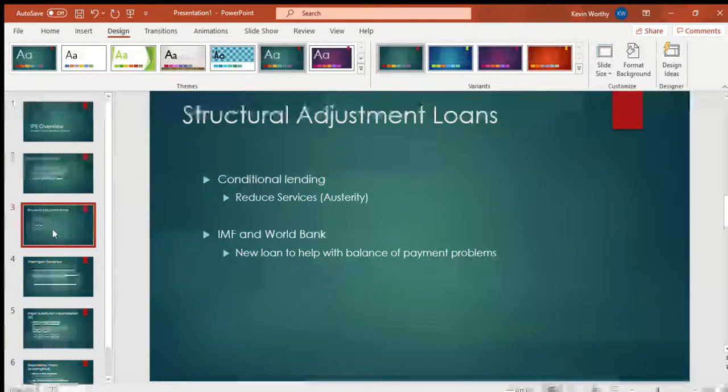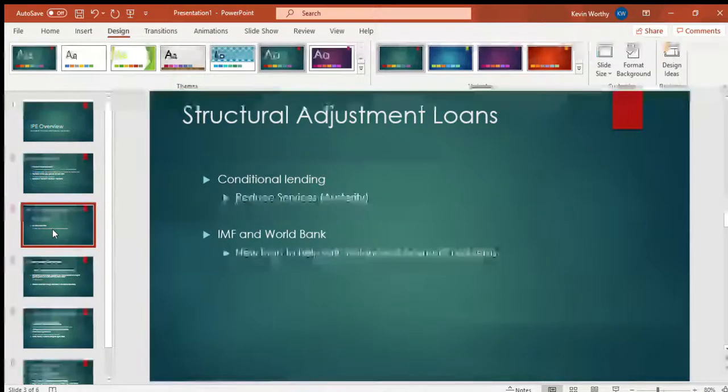This is very problematic. So it's kind of like another loan to help you pay for all the debt that you have. But what they do is they say, you can't afford all of the services that you have. So it's a conditional lending. You can have this loan, but you need to fire 10% of your bureaucracy. You can have this loan, but you need to open up your trade, right? So it's always about reducing services, austerity, and opening up trade, right?